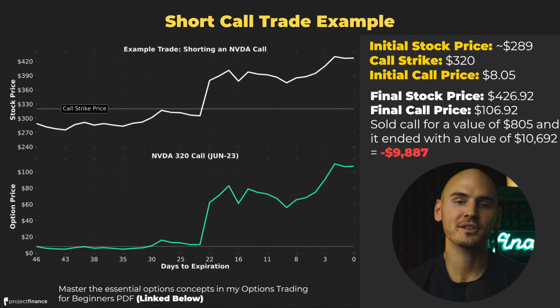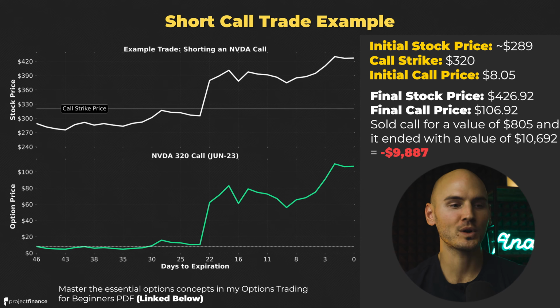$426.92. And this resulted in a final call option price of $106.92, which actually represents a value of $10,692. And therefore, the short call trade in this example experienced a final loss of $9,887 per call option sold, which highlights the high-risk nature of shorting naked call options.